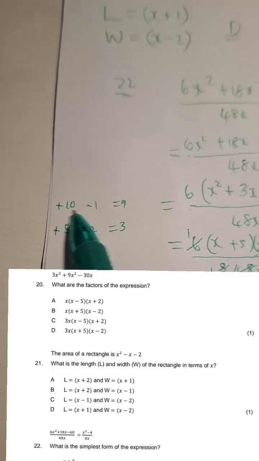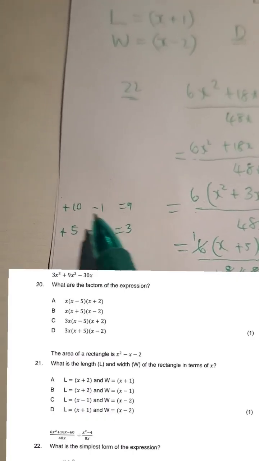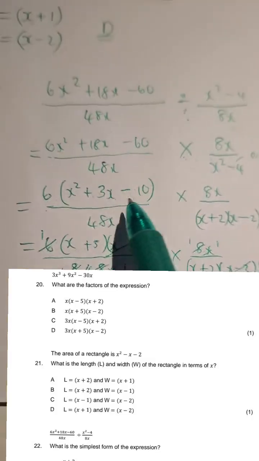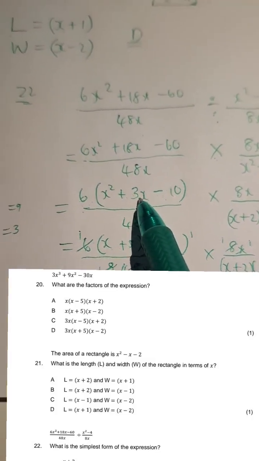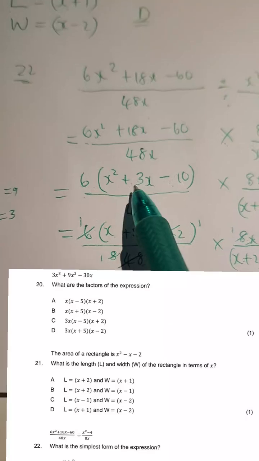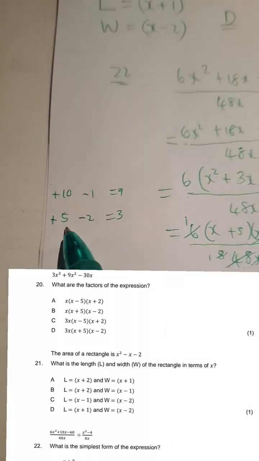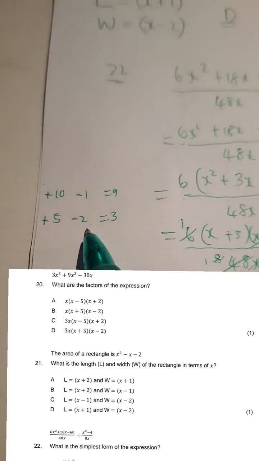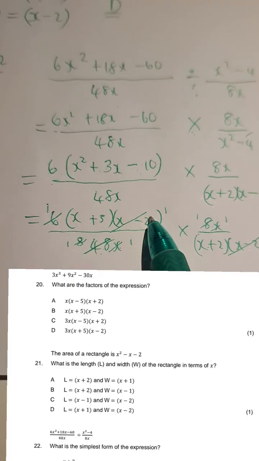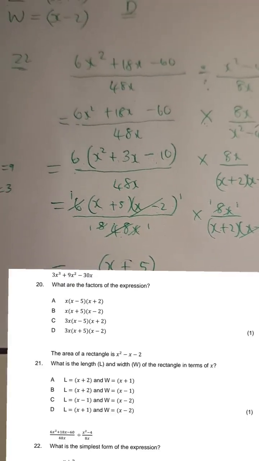Then we check which one is going to work when we add. 10 minus 1 doesn't give me 3, so it's not going to work. 5 minus 2 does give me positive 3. It works. So that means in my bracket, I'm going to have 5 that is positive. I'm going to have 2 that is negative. And then that's how I factorize.